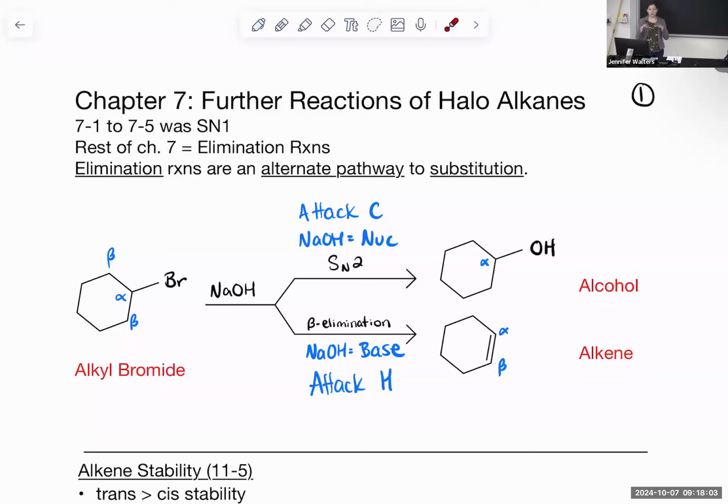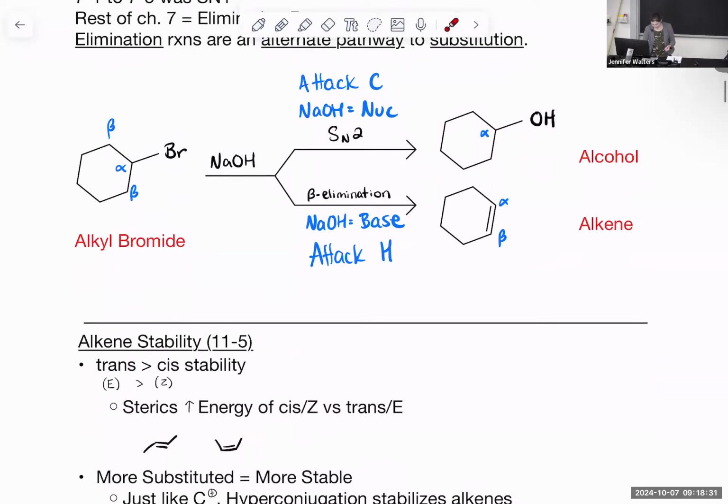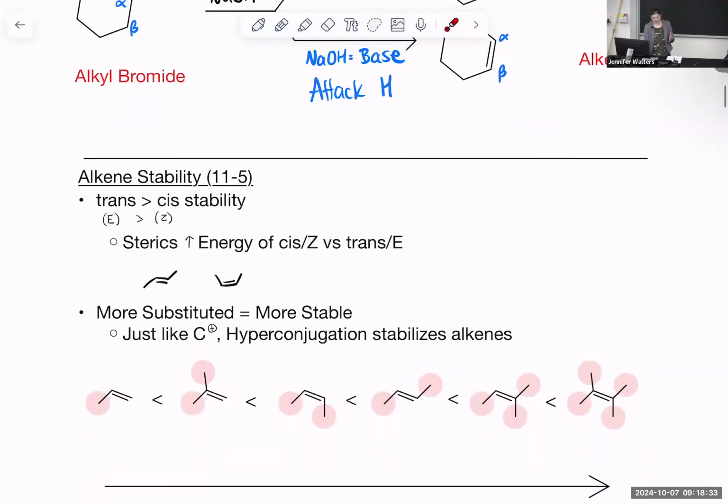Okay, so that's ultimately our goal, building up to knowing when we're doing substitution, when we're doing an elimination, predicting our products, predicting our mechanisms. That's where we're going. Before we start talking about elimination, though, we have to look at our alkenes. We have to talk about the stability of our alkenes and the properties of our alkenes first. So we have to look at the product properties before we can really look at how we make them. So this is technically chapter 11.